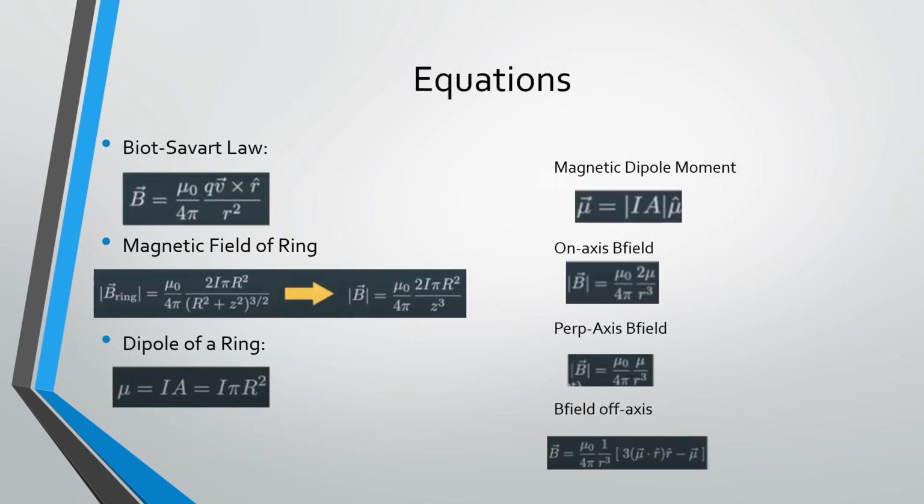There are a lot of equations in this lab. There are almost too many equations, including the Biot-Savart law, the magnetic field of a ring, the dipole of a ring, the magnetic dipole moment, the on-axis B field, the perpendicular axis B field, and the B field off axis. Listed here are all those equations, if you need to see them.